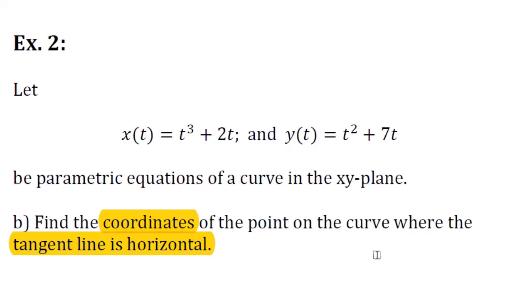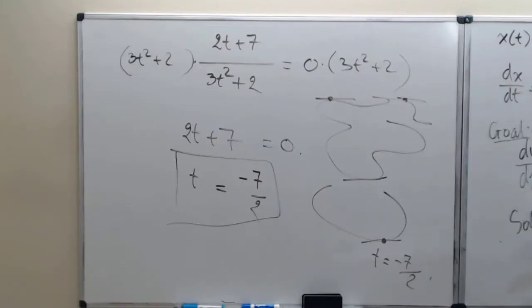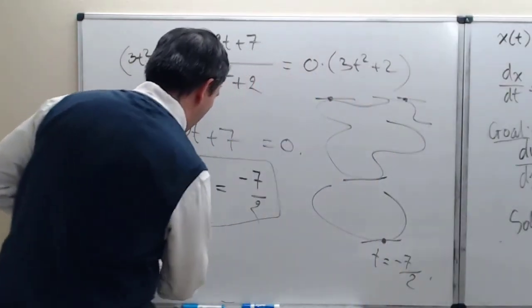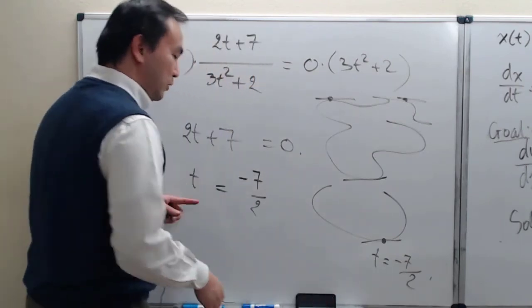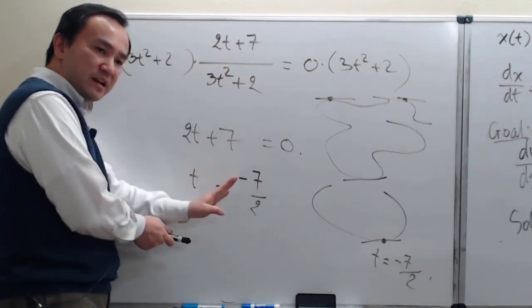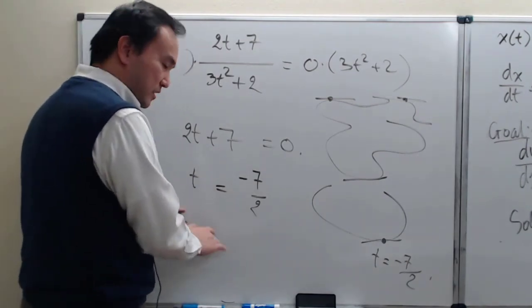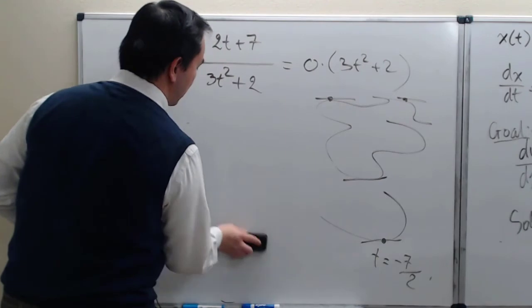But that's actually not our final answer yet. It's just the time instant where our tangent line reaches horizontal. But the problem is actually looking for the coordinates of the points. Okay, the coordinates of the points. And we have made a huge victory here, because once we have found that the tangent line becomes horizontal at this time instance, negative 7 over 2, this is what we can do with this value for t.